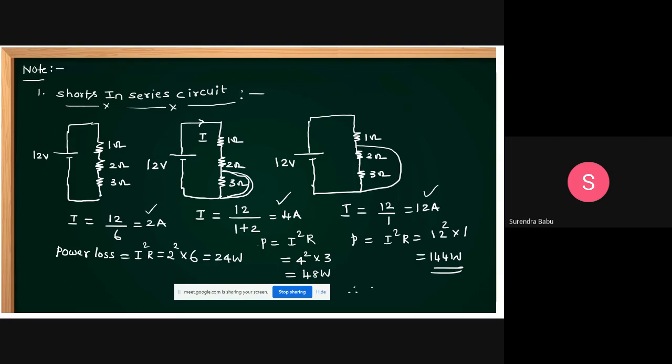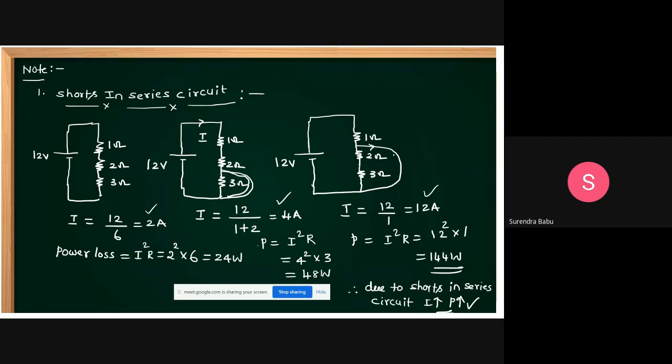Therefore, due to shorts in a series circuit, yes friends, what about the current? Increases, the power also increases, the power loss also increases. Okay, this is the shorts in a series circuit.